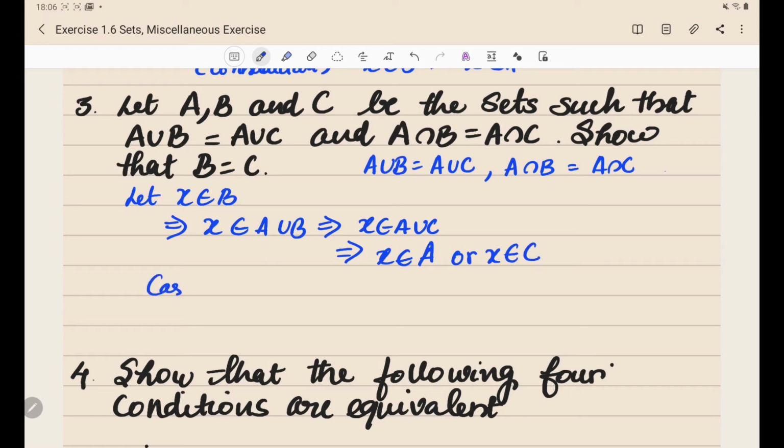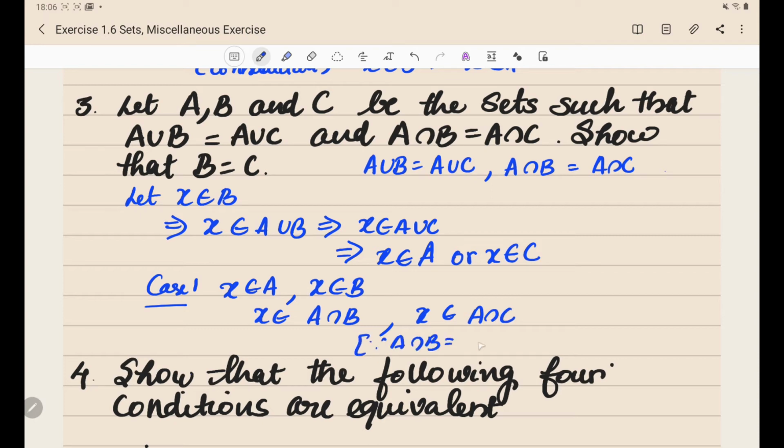Now let's take a case of it. Case 1: x belongs to A, and also x belongs to B. If x belongs to both A and B, then we can say that x belongs to A intersection B also, right? Also, we can say that x belongs to A intersection C also, right? Why? Since A intersection B is the same as A intersection C. So we can say that x belongs to A and x belongs to C. Therefore, x belongs to C.